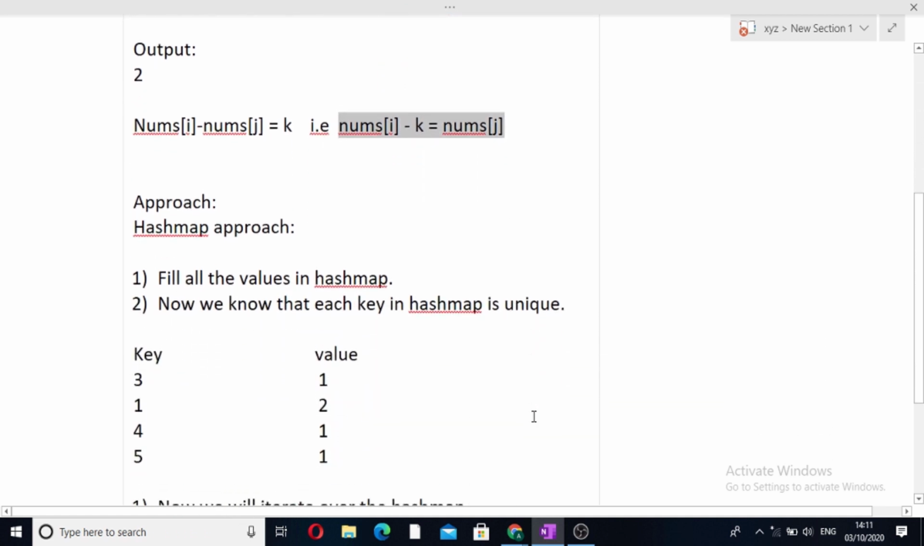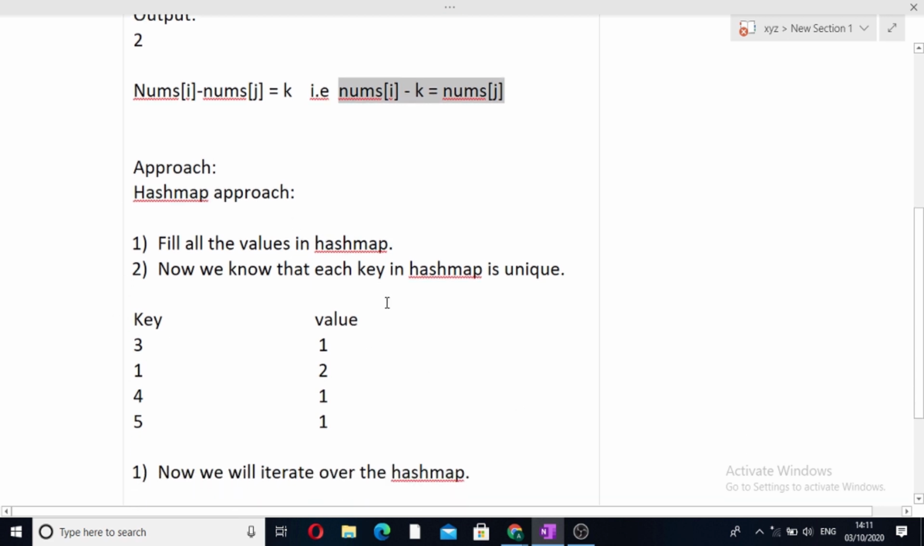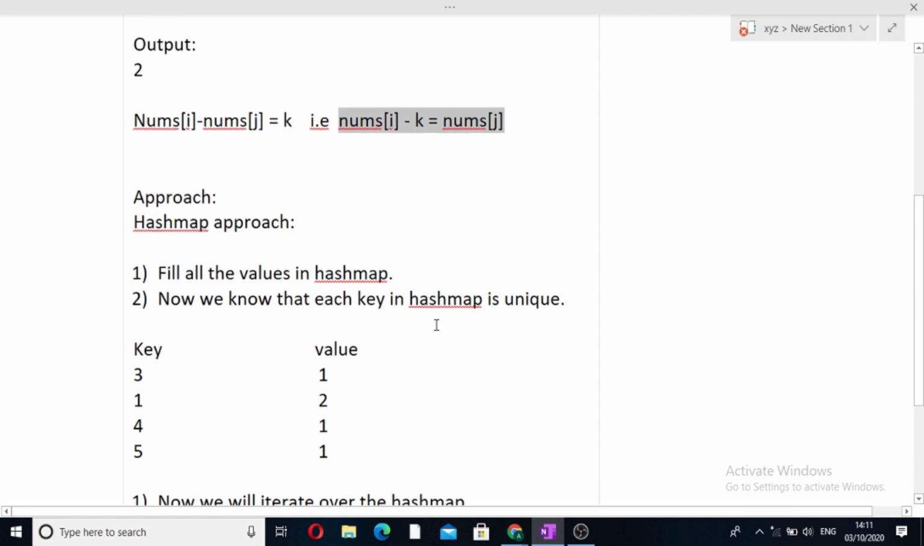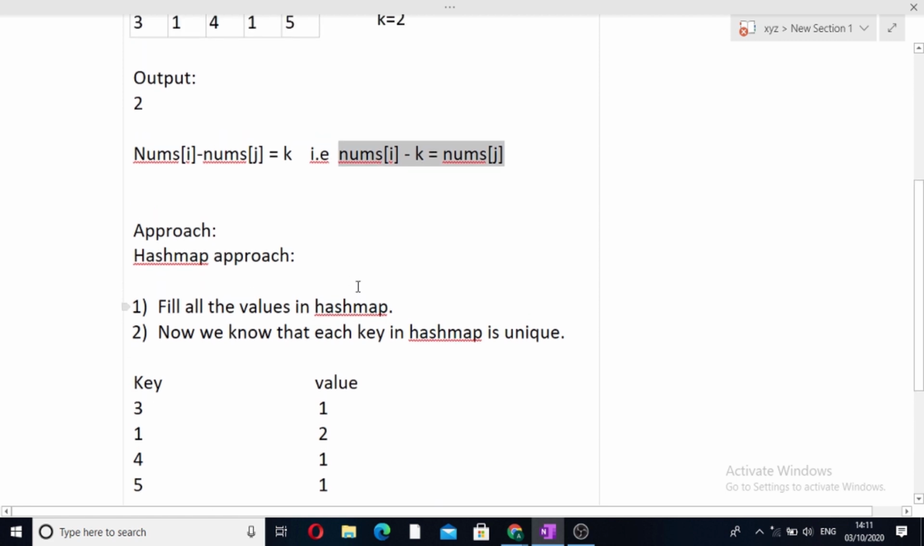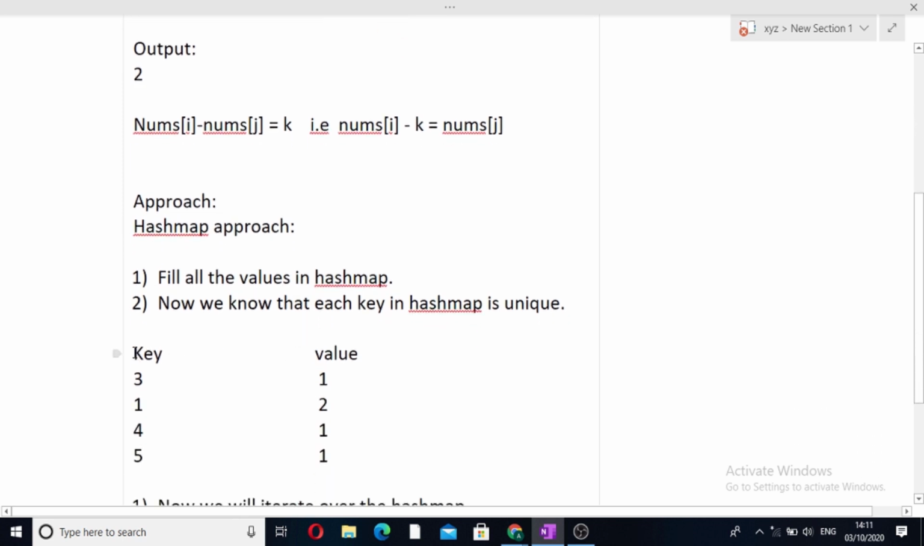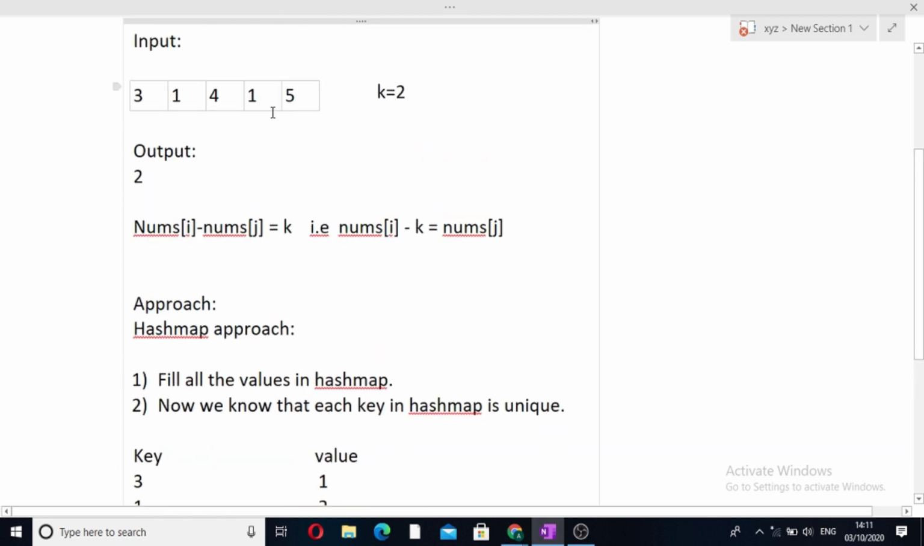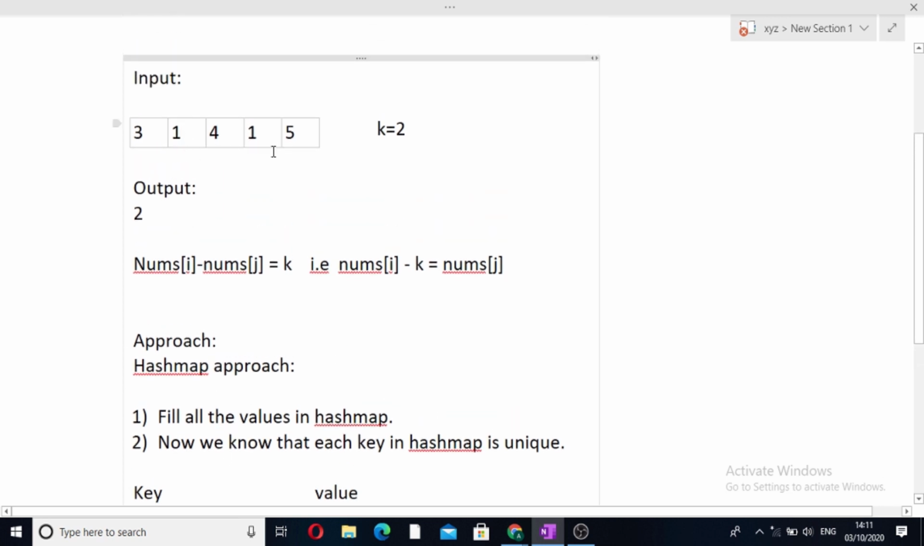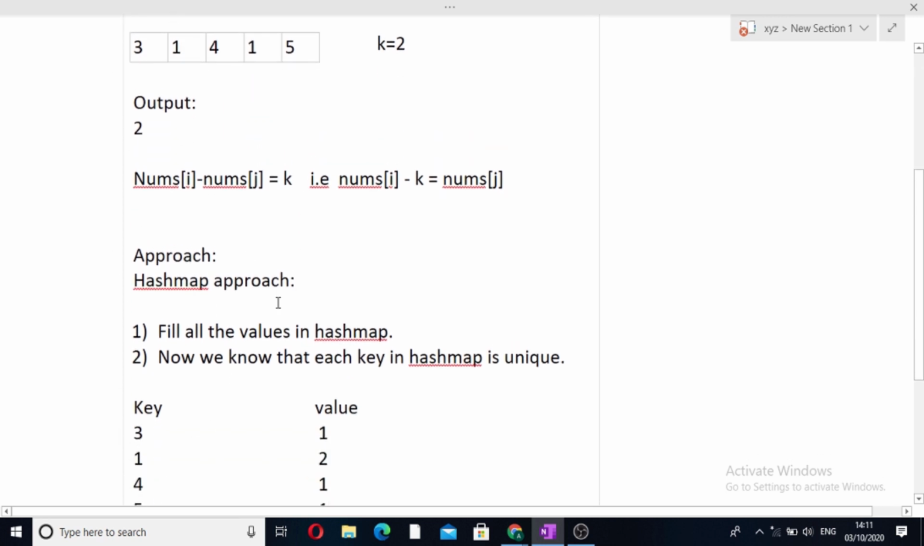So now let's look at the approach. The approach we will be using is a hash map approach. What we have to do in this approach is fill all the values of the array in the hash map with their frequency. This is the array, and we have to make a hash map and store all the values present in the array. I have already formed the hash map with key and value: the key is the unique number in the array and the value is the frequency of that element in the array. That is, 3 has come one time, 1 has come 2 times in the array, and 4 has also come 1 time. So we have to fill the values of the array in the hash map.